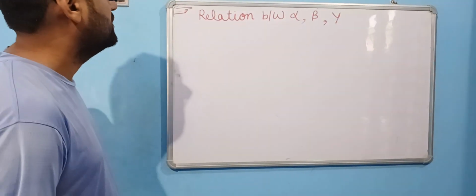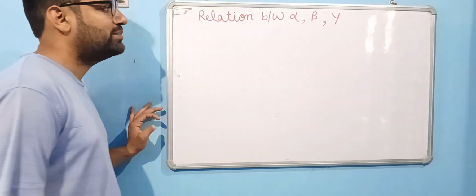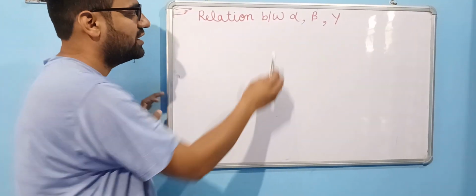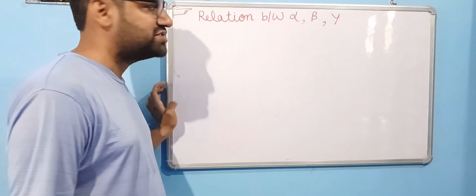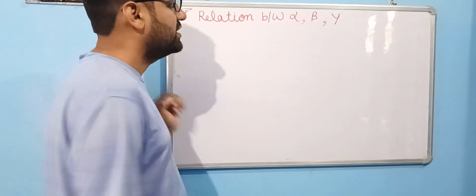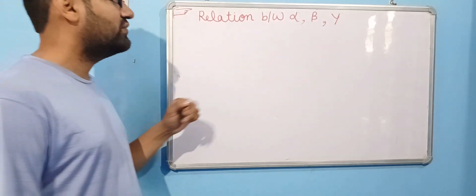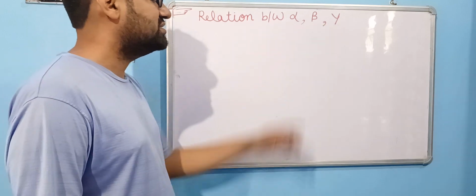Hello everyone. Today we will study the relation between alpha, beta and gamma. In the previous videos, we have seen that alpha is the thermal coefficient of linear expansion, beta is the thermal coefficient of areal expansion, and gamma is the thermal coefficient of volumetric expansion. Now we will find the relation amongst these.